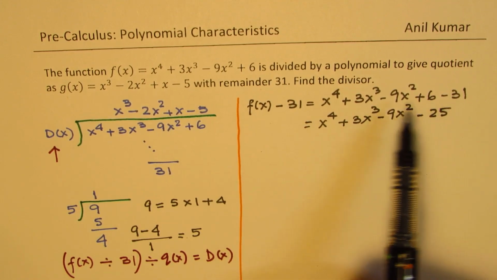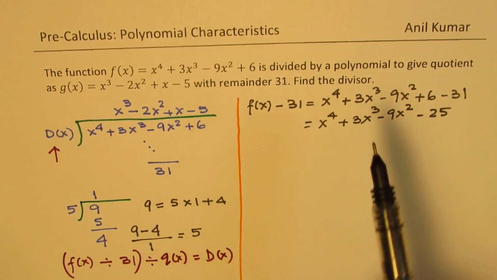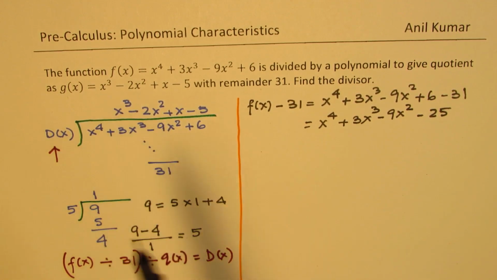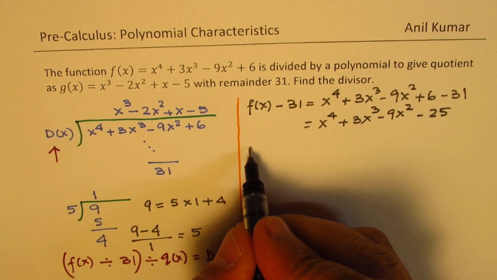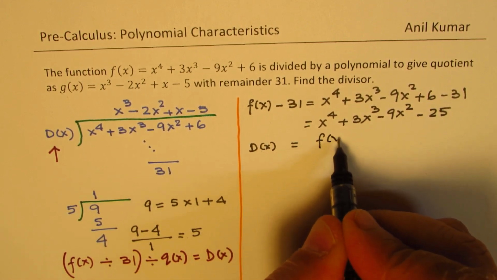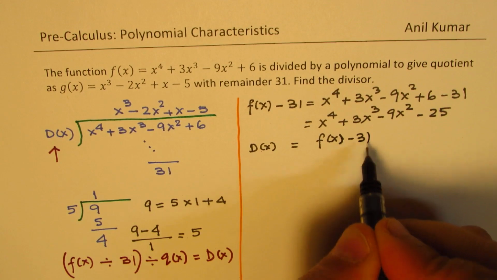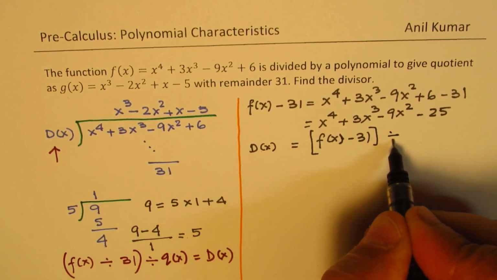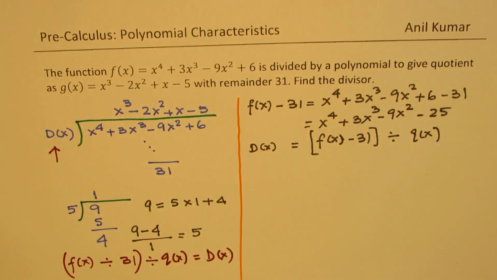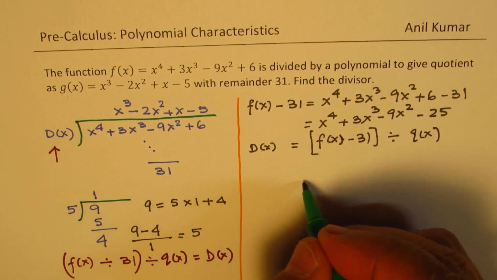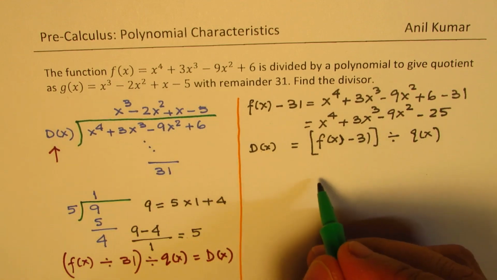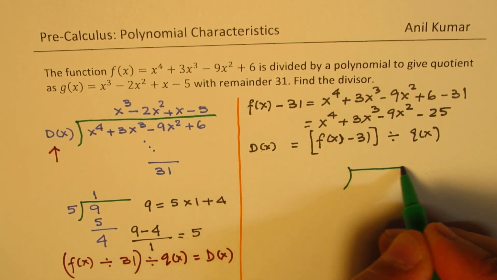Now, we'll divide all this by the quotient itself to get what the divisor is. Is that okay? So now, to get the divisor, what are we going to do? We are going to divide this f of x minus 31, everything, by the quotient. So we'll get our divisor, correct? So let's do that part. So I'll perform long division. We have a quotient which is this for us. Okay, so it's pretty long, like this.